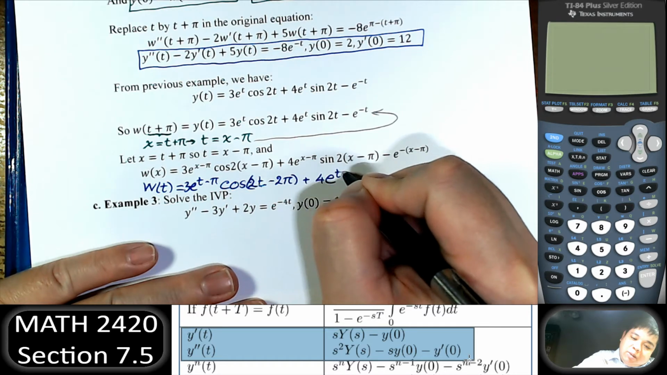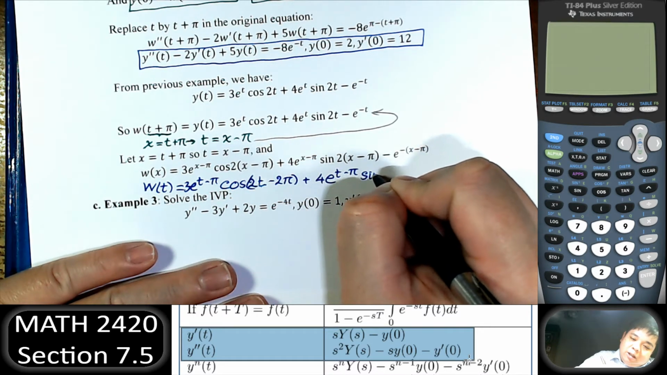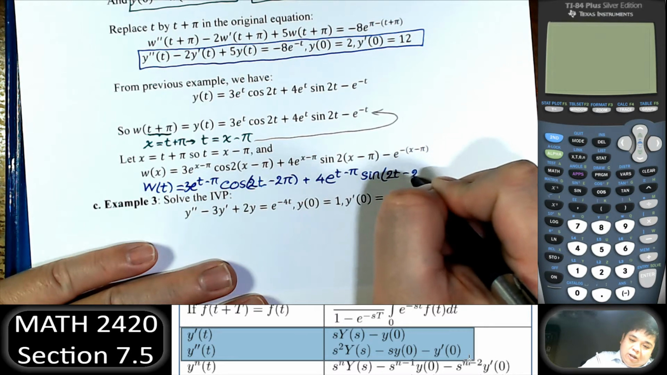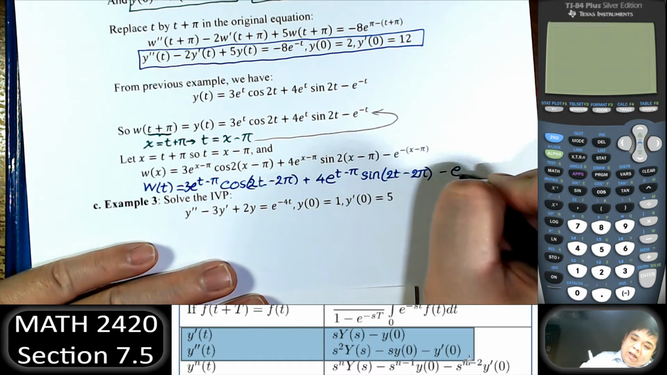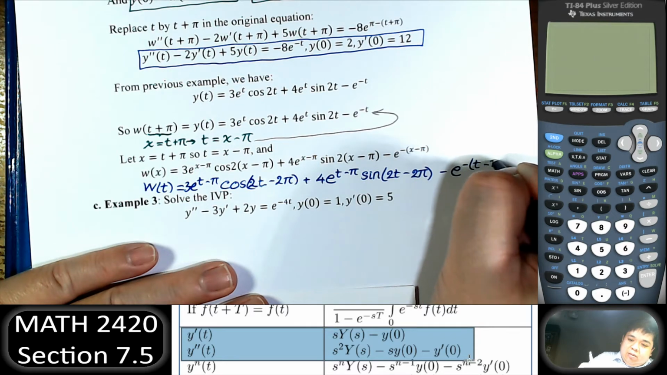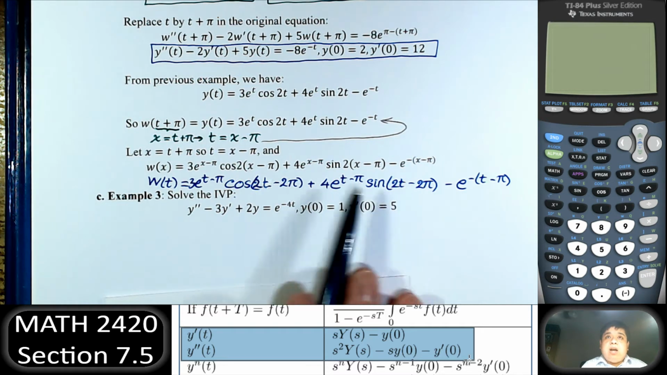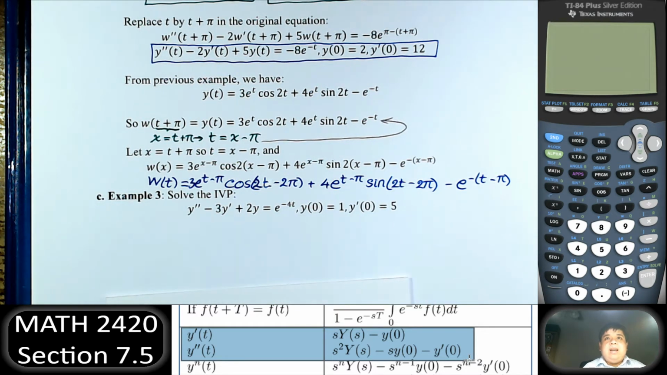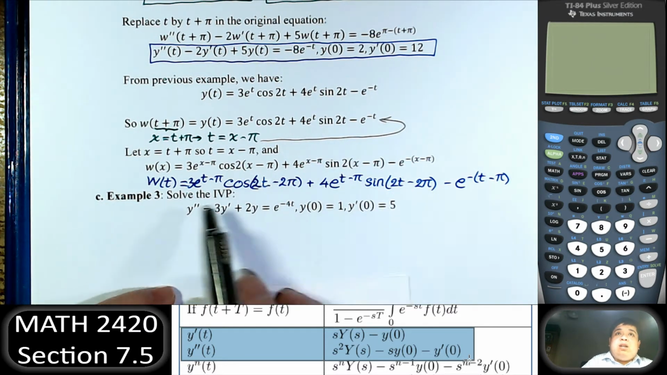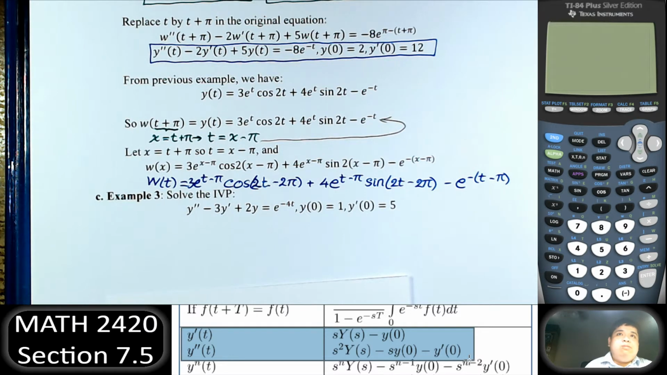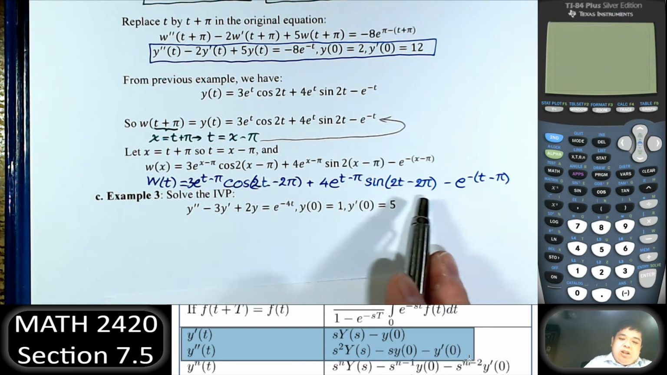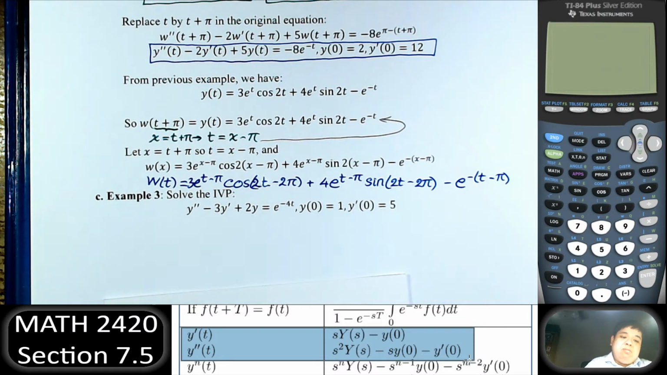For e to the t minus pi, sine of 2t minus 2 pi, minus e to the minus t minus pi. Of course, we can use the sum or difference identity for sine to simplify this, but I'm just going to leave the answer in that form.